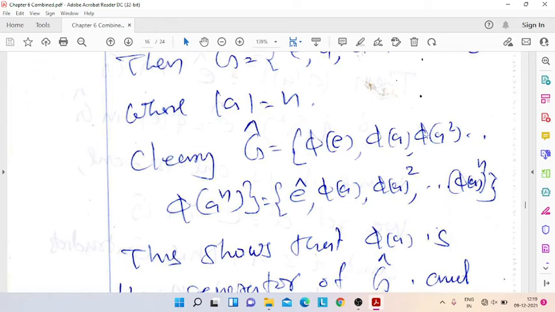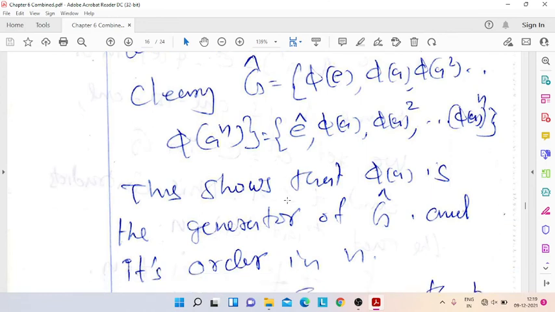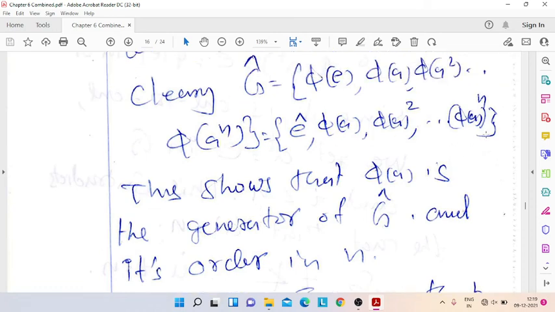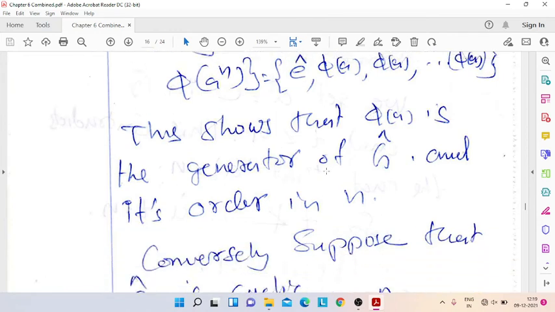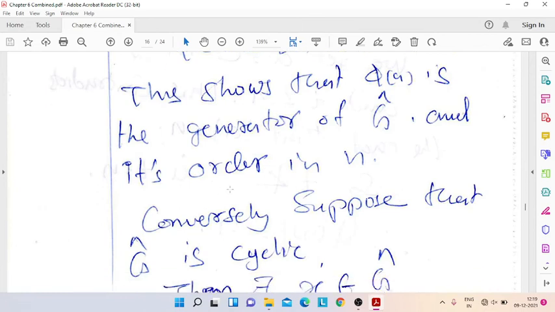Then phi of a square equals phi a the whole square. The next element is phi a the whole cube, etc. The last element is phi a the whole raised to n. And thus, from this arrangement of the elements in the second group, we can say that phi a is the generator of G cap, and its order is n.